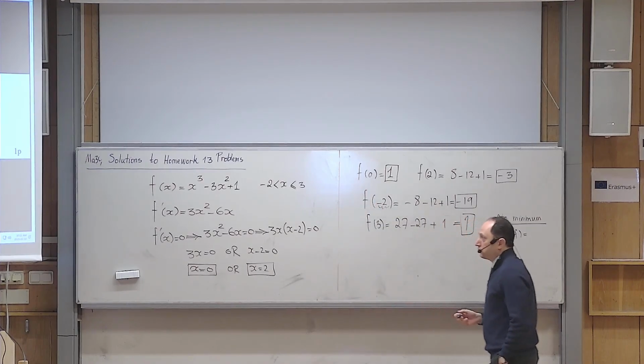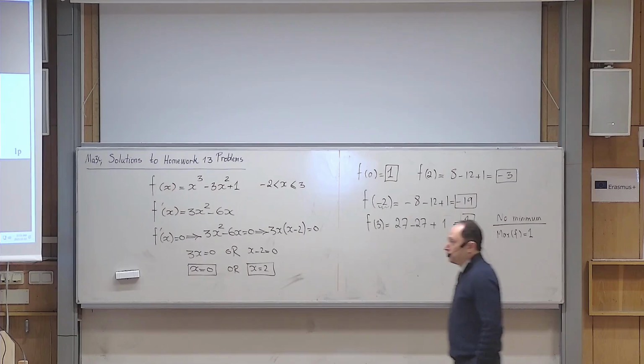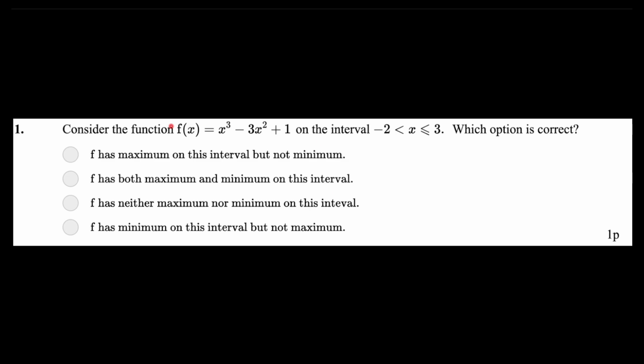So which option do we have to choose? No minimum and 1 maximum. So the maximum is 1. If I go back to the options, which option do I have to choose? F has a maximum on this interval but not a minimum. Exactly, so I have to choose this option.